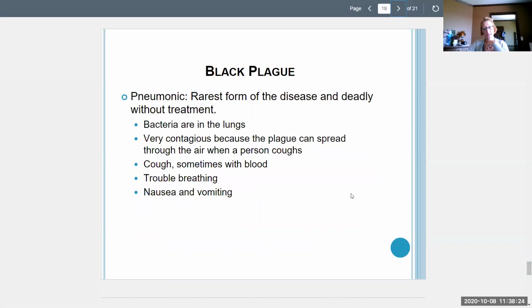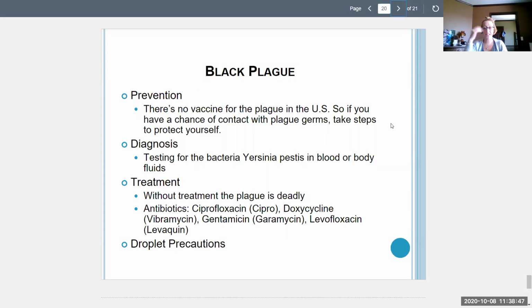Then the pneumonic is the rarest form of the disease, but it's the most deadly without treatment because now the bacteria are in the lungs. It's very contagious because the plague can spread through the air when a person coughs. Cough sometimes with blood, trouble breathing, and nausea and vomiting. Prevention: there's no vaccine for the plague in the US, so if you have a chance of contact with the plague germs, take steps to protect yourself. Diagnosis: testing for the bacteria Yersinia pestis in the blood or body fluids. Without treatment, it's deadly, but antibiotics are a big part of treatment, and they should be on droplet precautions.